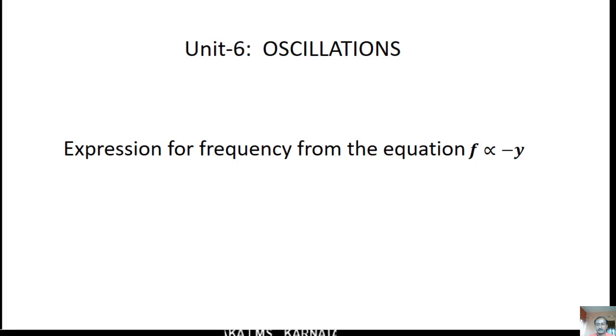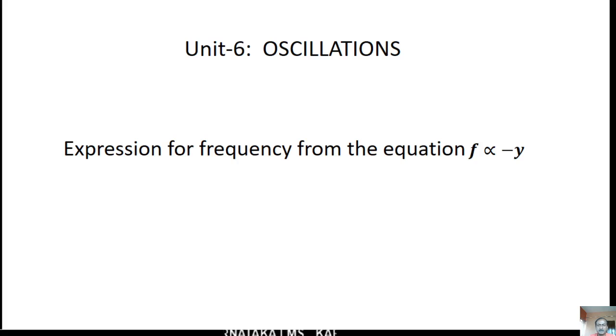Dear students, in this session, I'm going to explain the topic: expression for frequency from the equation F proportional to minus y. Or we can also obtain an expression for frequency from the equation F proportional to minus x. Here minus y is the vertical displacement of the particle or body or mass of a system. But F proportional to minus x means the horizontal direction, the horizontal displacement. X indicates the horizontal displacement.